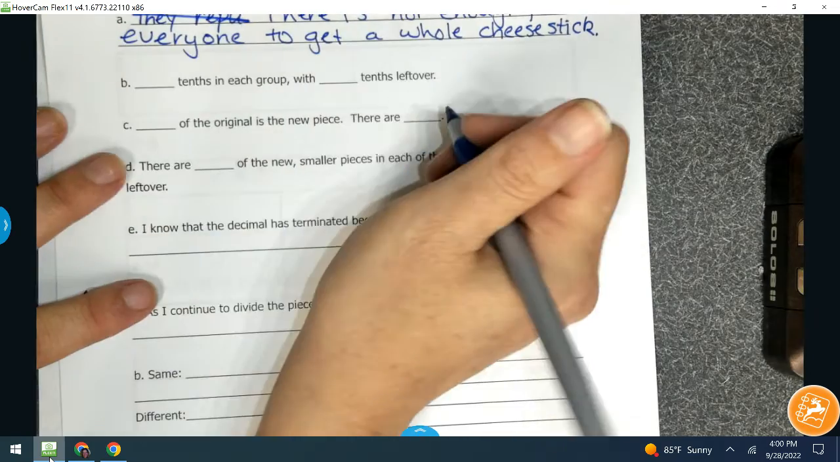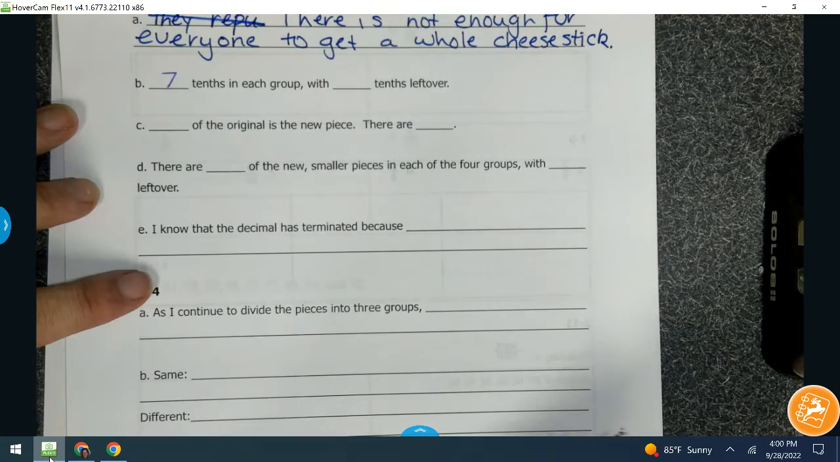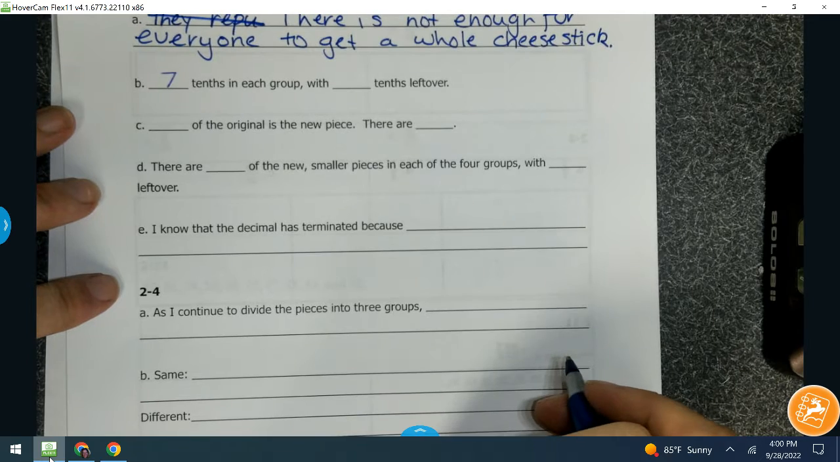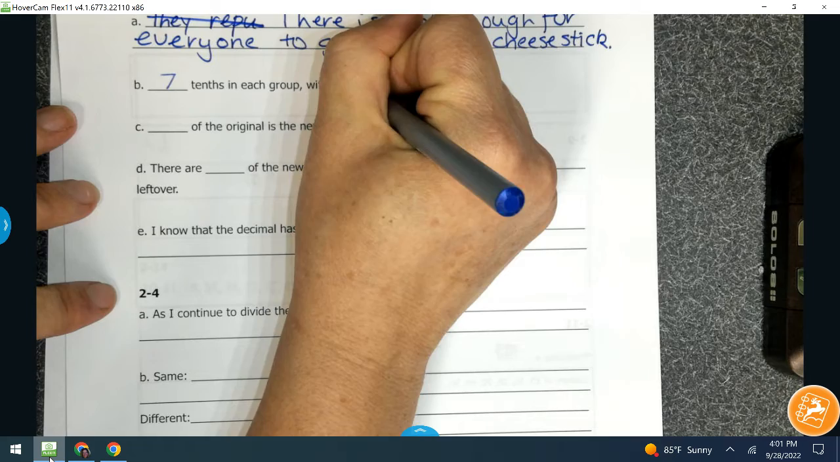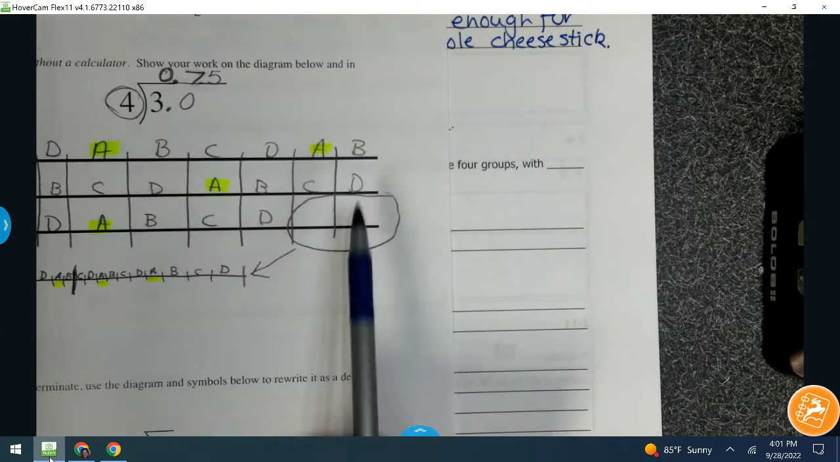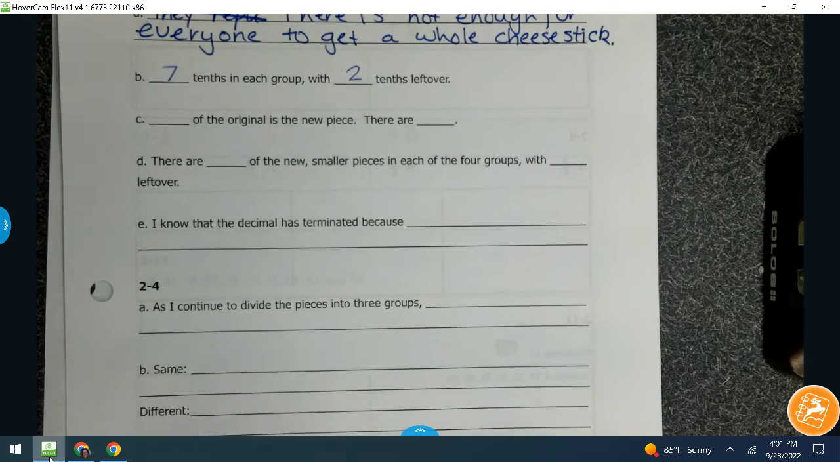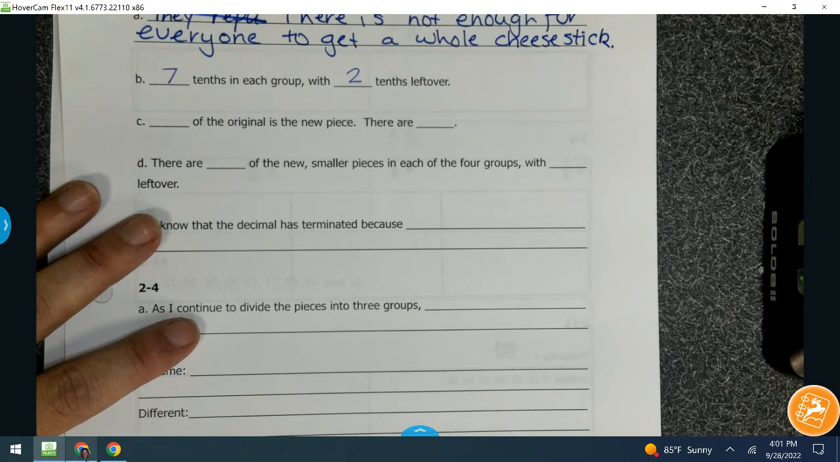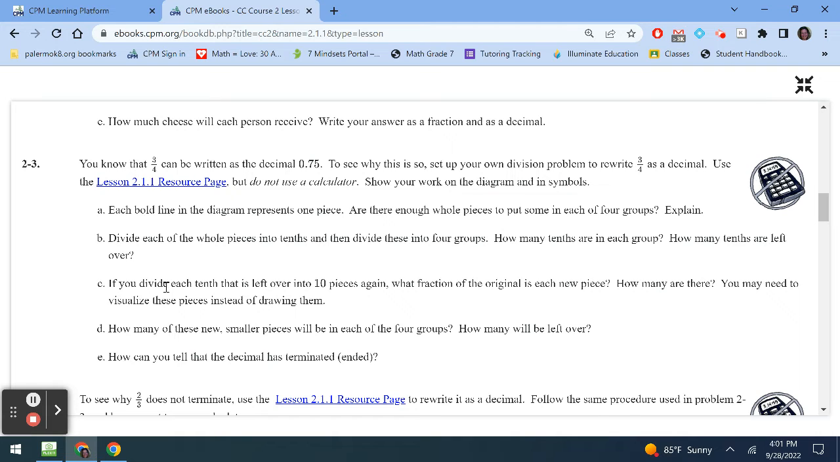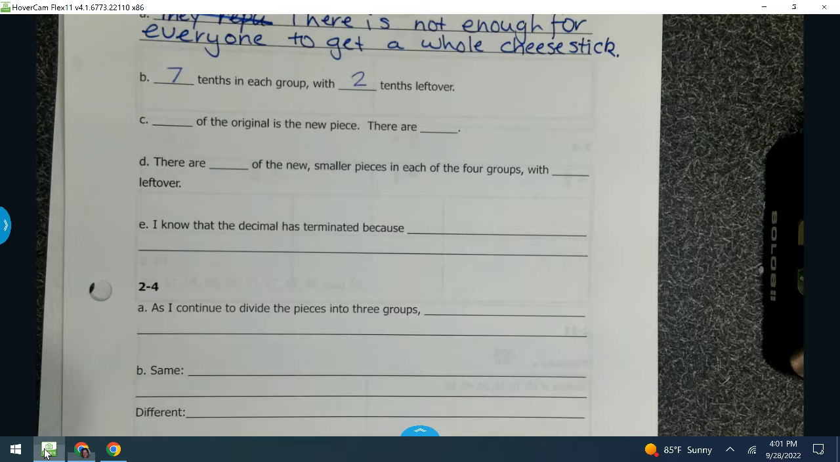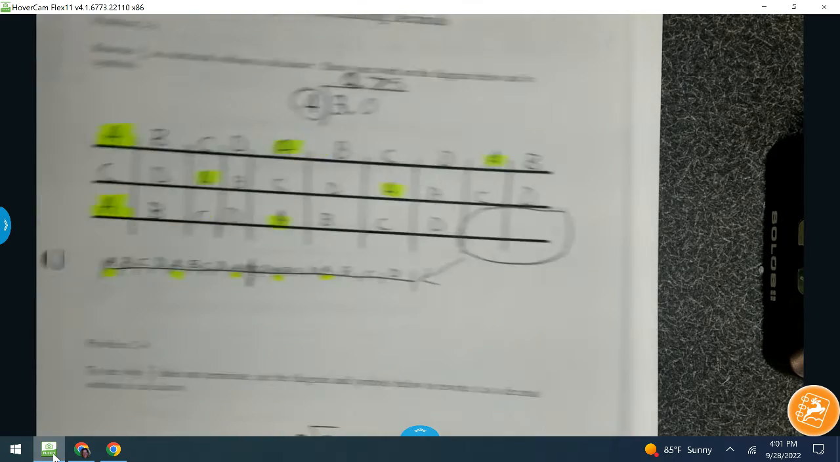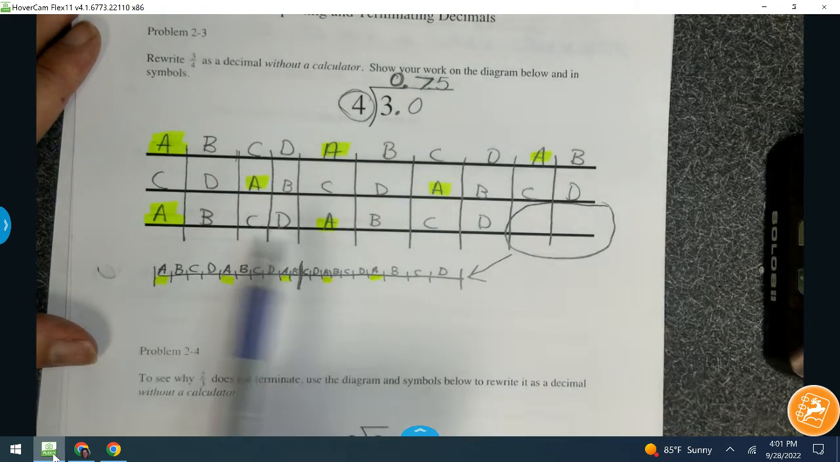So we have 7 tenths in each group. And we had 2 tenths left over. And that would be these 2 right here. Okay. So we're going to go back into the textbook. It says, if you were to divide each tenth that's left over into 10 pieces again, what fraction of the original is the new piece? In other words, right here, we took these 2 leftover pieces and we put them right here.